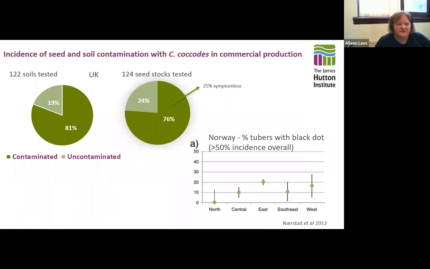So how prevalent is black dot on seed and in the soil? Earlier work of ours from the UK found that 81% of 122 commercial soils in potato production were contaminated when tested using diagnostic assays. And similarly, 76% of seed stocks of various source and variety were contaminated, and 25% of seed stocks were contaminated but visually symptomless. Data from a Norwegian survey found that there was more than a 50% incidence of tubers with black dot, sampled from various regions of the country.